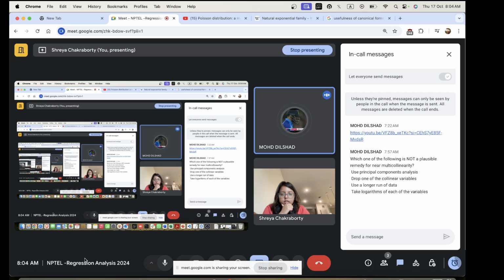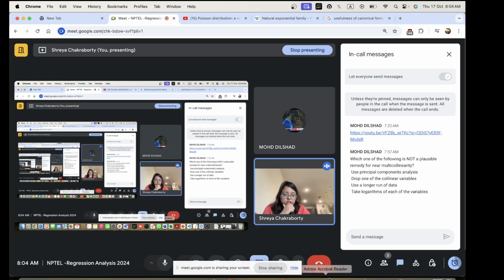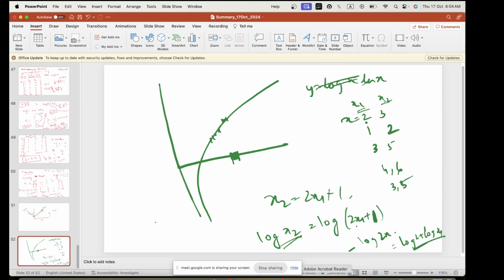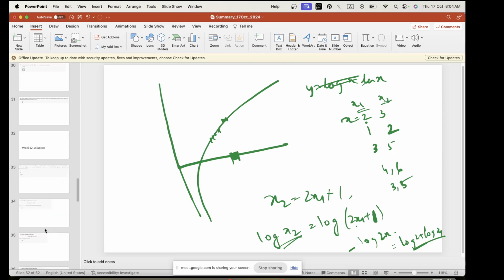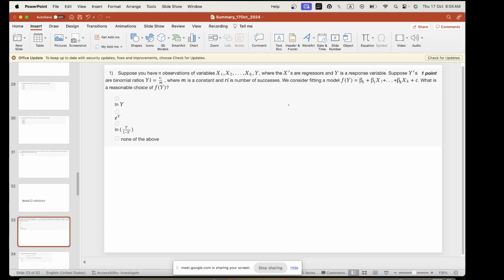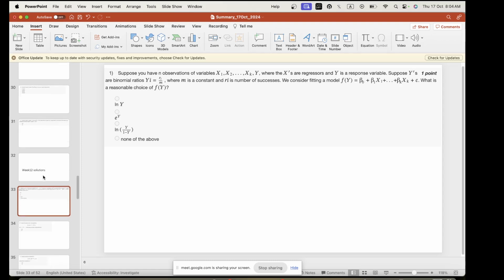problems of the week 12 assignment. Alright, so do you want me to solve the week 12 problems? Yes, ma'am. Okay. So this one I am not solving because it was already given in the lecture notes. I hope you could understand that. ln y of 1 by 1 minus 5, just solving by the expressions that we have discussed.